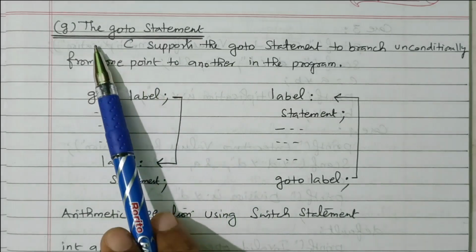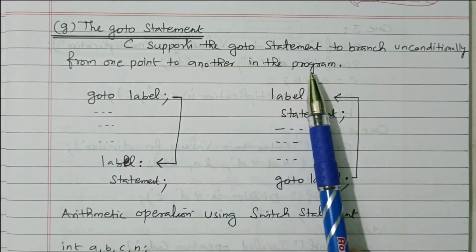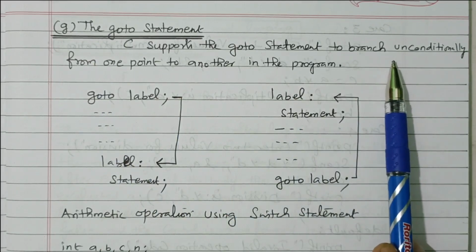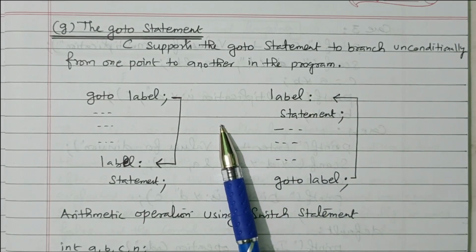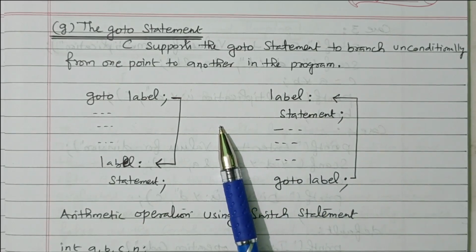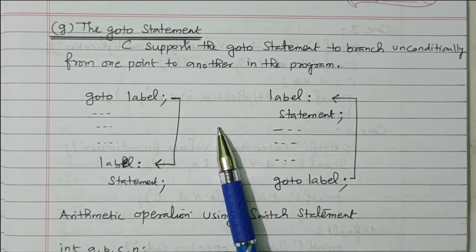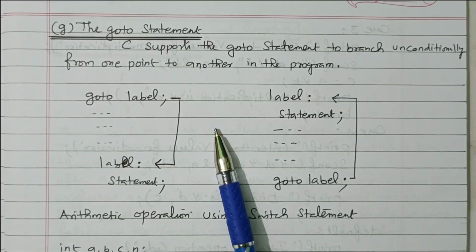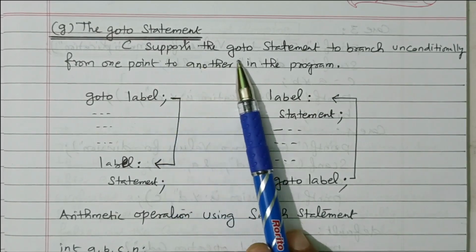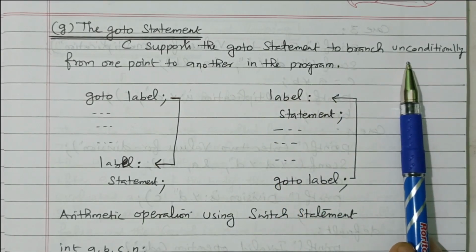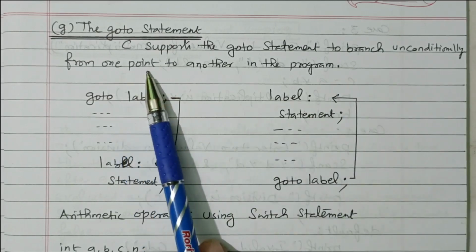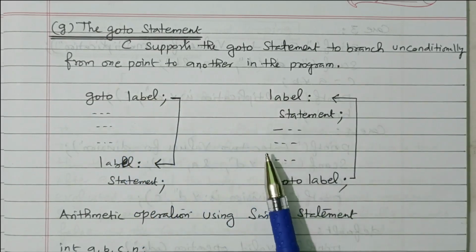I will go to the topic, the go-to statement. It is one of the unconditional statements. There are so many conditional statements and branching available: if statement, if else, switch statement, conditional operator. These are all based on a condition, and the branching will happen accordingly. But C supports the go-to statement to branch unconditionally. Without any condition we can branch from one point to another point in the program.